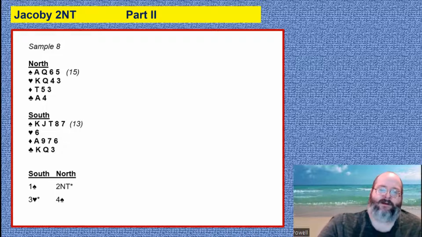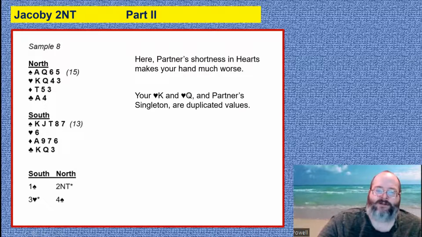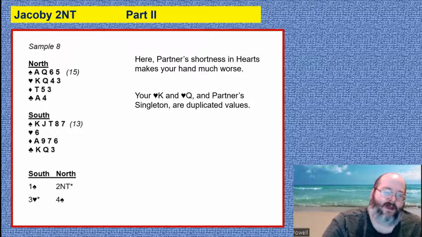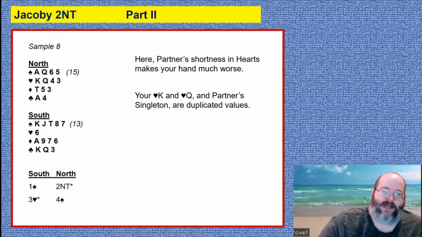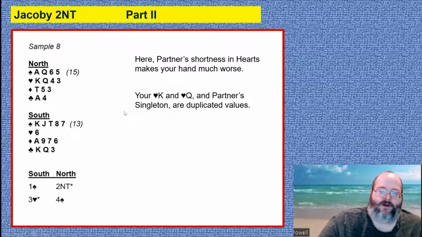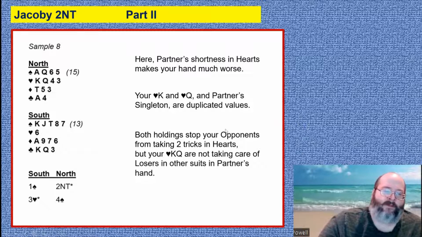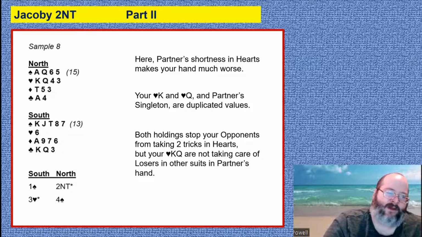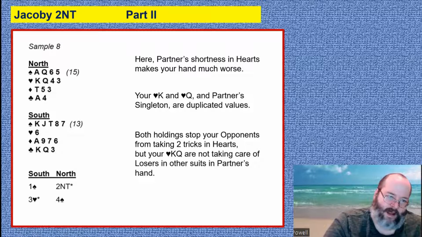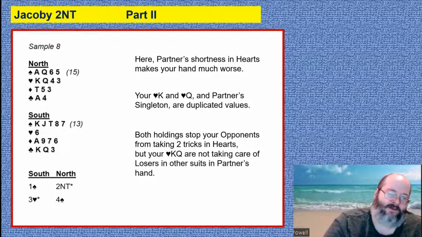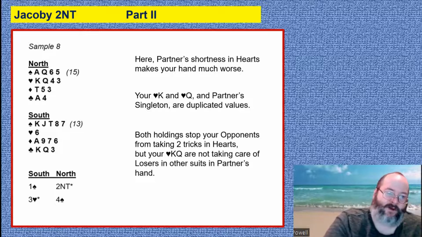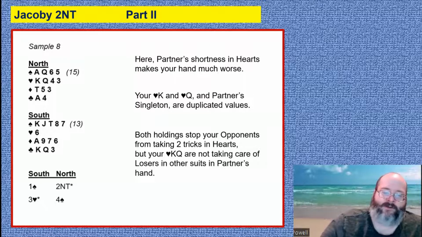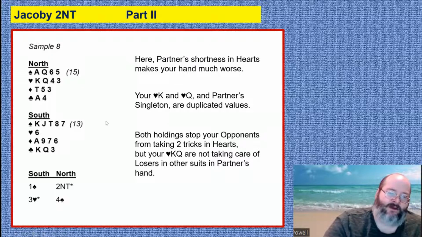And more importantly, this makes our hand worse because the king, queen of hearts and partner's singleton are duplicated values, right? Or we say the king, queen of hearts are wasted values. In this case, that king, queen of hearts are not in other suits, not doing something, right? The king, queen stops everyone from taking two hearts, but they're not in the diamond suit solving your diamond problems, right? On the previous hand, instead of the king, queen of hearts, we had the king, queen of diamonds. And the king, queen of diamonds solved our diamond problems, and the singleton solved our heart problems. Now we have the singleton solving our heart problems, the king, queen solving our heart problems, and nobody is solving our diamond problems, right? So on this hand, you would want to sign off in four spades.